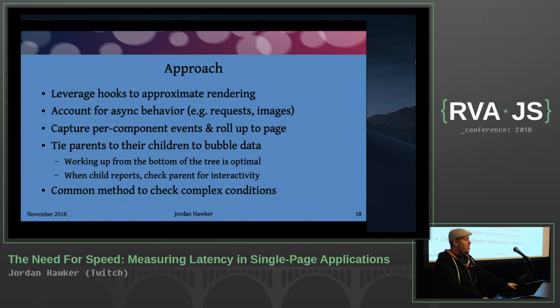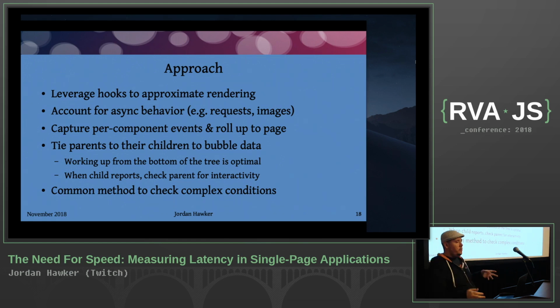You also need your architecture to be able to account for asynchronous behavior, right? Because in many cases, if you're waiting on a network request to render data, there is an initial rendering pass that takes place in a component while you're waiting, maybe showing loading states. And you wouldn't want to say that the component is interactive when all you have is a loading state. So you need to build your architecture in a way that it can account for asynchronous behavior, whether it's network requests, images loading, or anything like that.